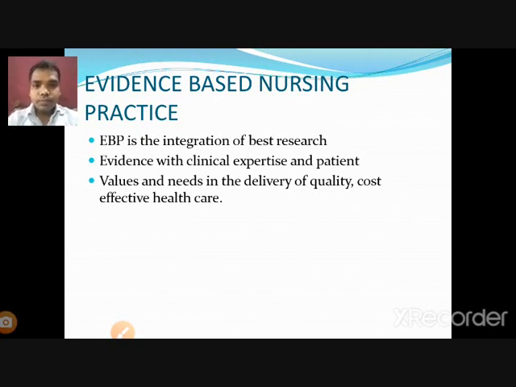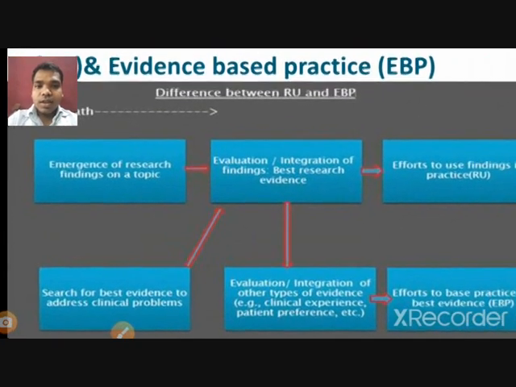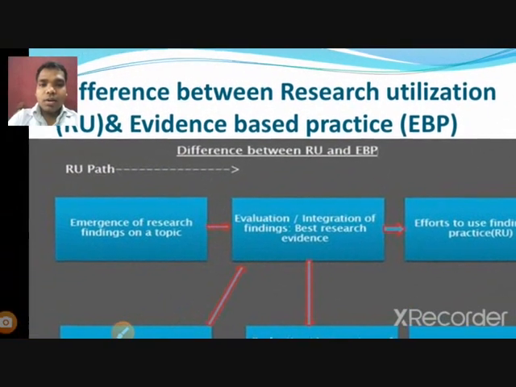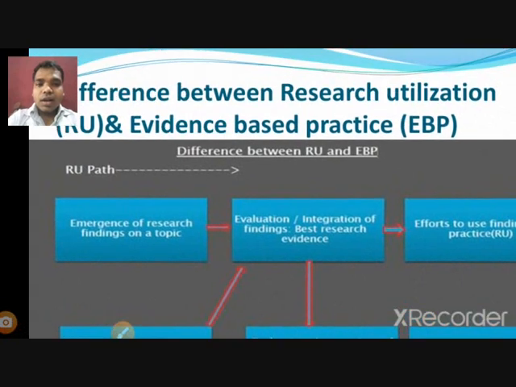Next we see the difference between research utilization and evidence-based practice. Research utilization is called RU and evidence-based practice is known as EBP. First we see the diagrammatic presentation of research utilization and evidence-based practice. In the diagram we see the RU path, or research utilization path, which is the starting point.